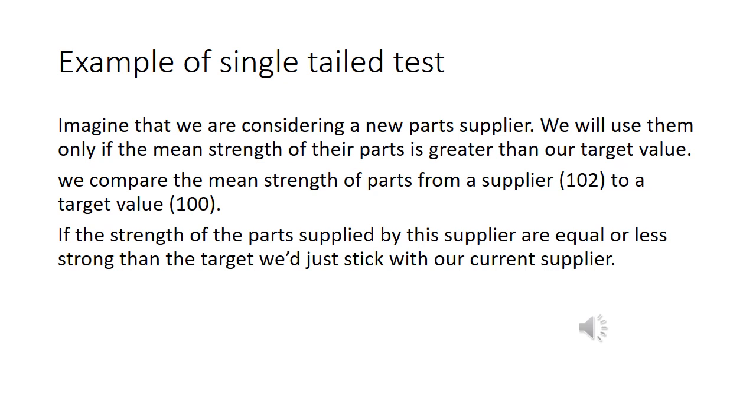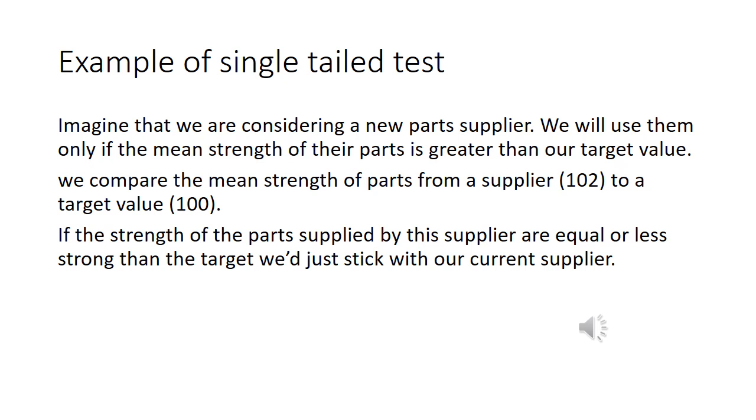For this example, we want to consider a new parts supplier. This supplier is claiming that the strength of the parts supplied by this supplier is 102. The current supplier is supplying parts with strength 100. So this new supplier is claiming that the parts supplied by him have a strength of 102. So we want to check the claim.